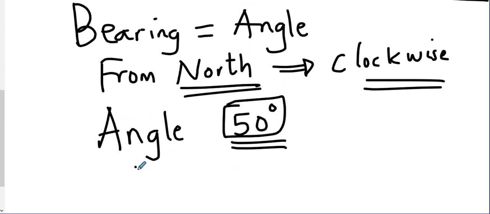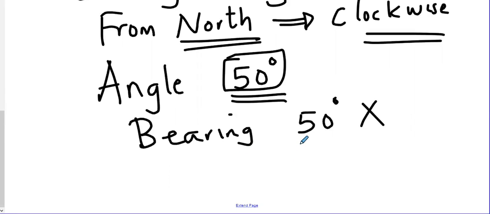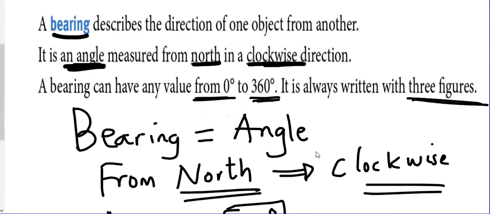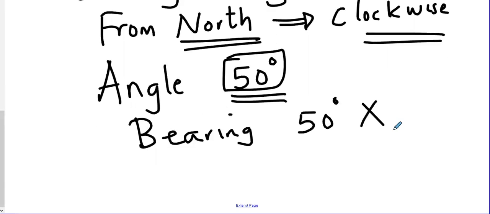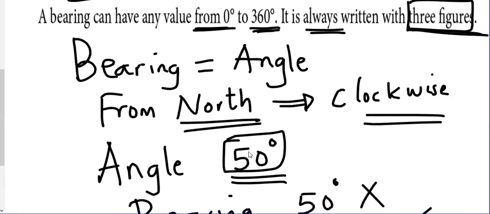If you record that the bearing is 50 degrees, this is incorrect, because a bearing is written with 3 figures. I repeat, a bearing is always written with 3 figures. So if you have an answer with 2 figures, start with a 0 and then write your 50 degrees like this. By so doing, your bearing is recorded correctly.